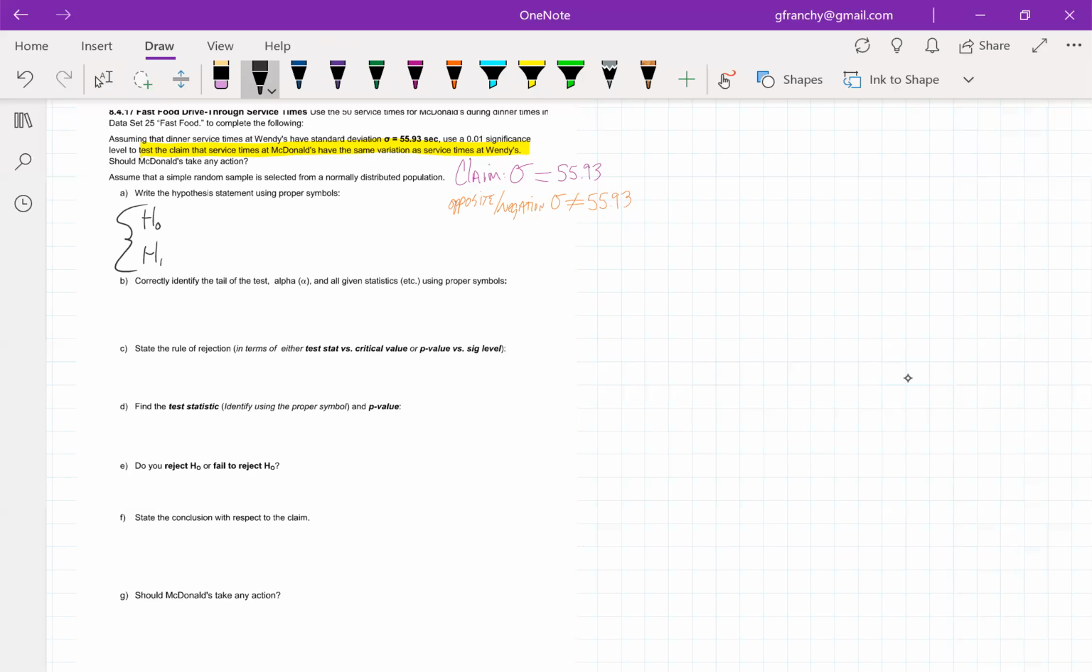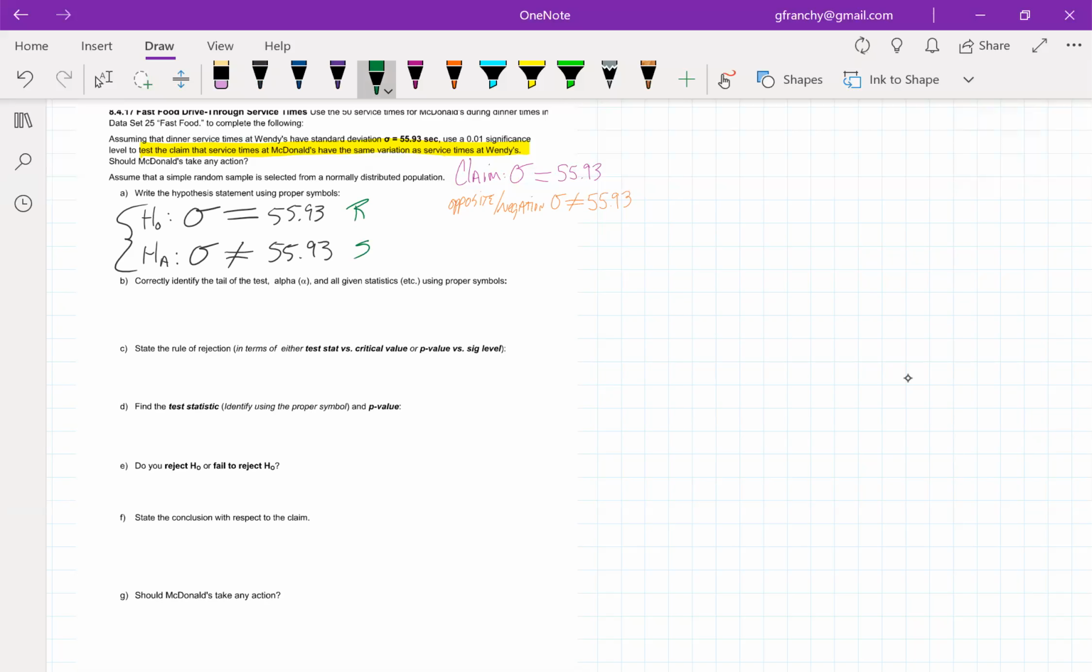So moving over to write our hypothesis statement, sigma in the claim, sigma in the hypothesis statement. 55.93 in the claim, 55.93 in the hypothesis statement. And for the null hypothesis, not even looking over at the claim and the negation, every single time the null hypothesis, without exception, is the equal case. What we do look over here towards the claim and its negation is for the strict inequality. And our strict inequality here is the not equal.